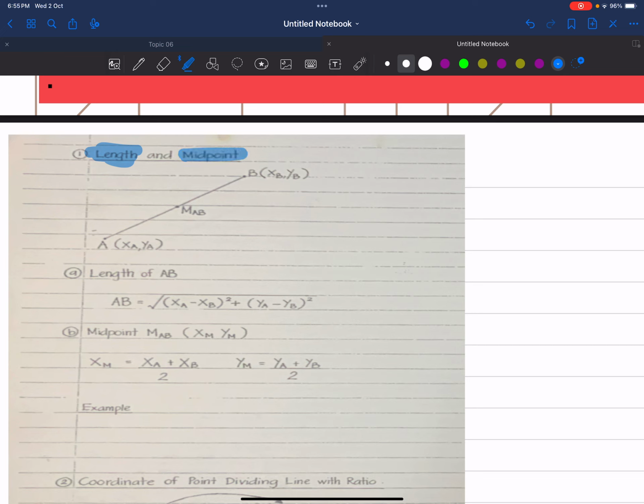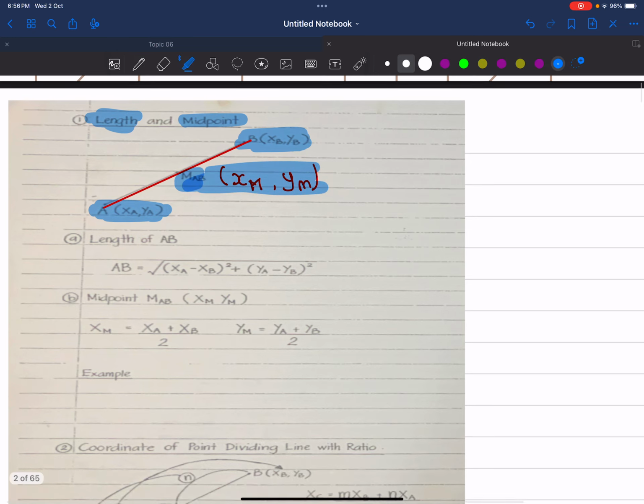We have a point A with coordinate XA, YA, a point B, coordinate XB, YB, and the line joining the point A and B. And we have a midpoint which I label as capital MAB. It must have a coordinate, the X coordinate of midpoint, which I label XM, and the Y coordinate of midpoint, YM. So we have three coordinates.